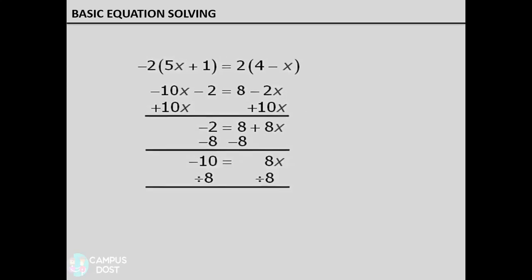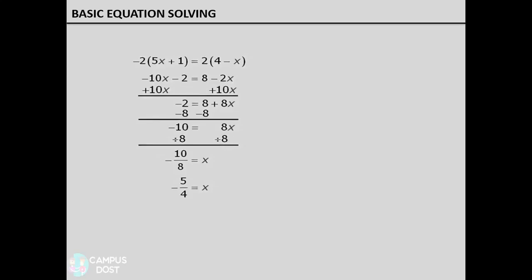At this point, we must divide both sides by 8 to get x equals negative 10 over 8, which can be simplified as x equals negative 5/4, or rewritten as a decimal to get x equals negative 1.25.